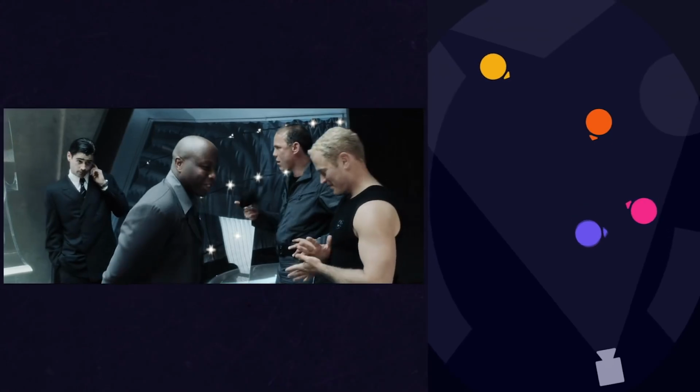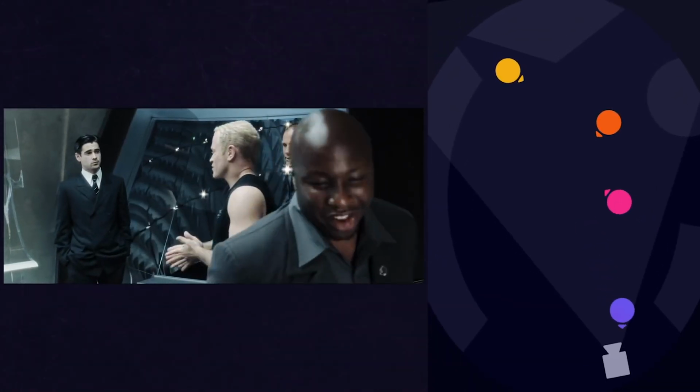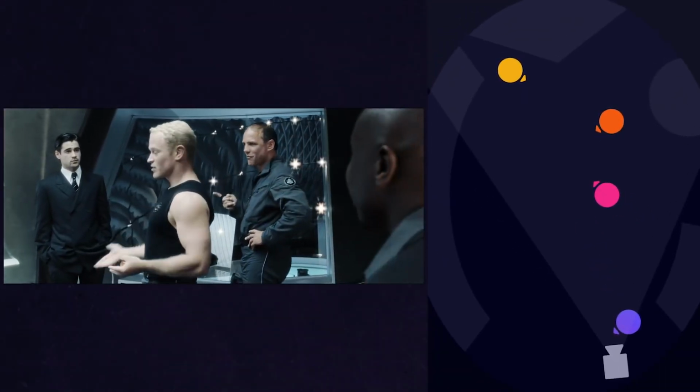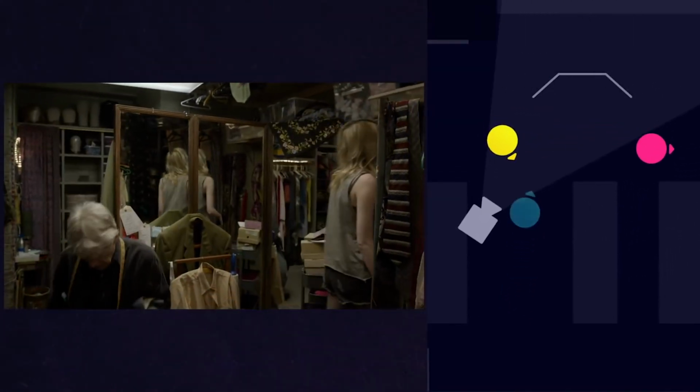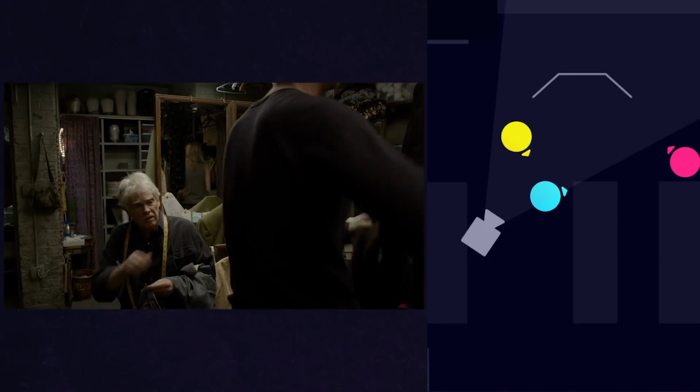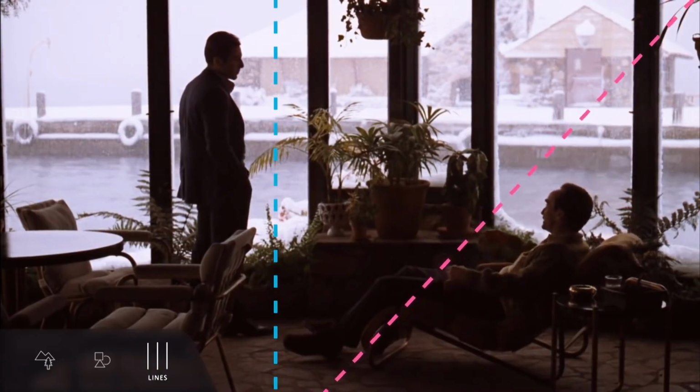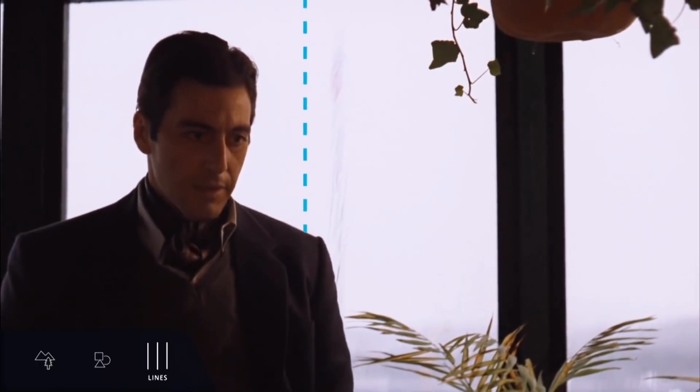The term blocking refers to how characters move through a scene and interact with their environment. Staging is the placement and movement of the camera and scene elements. When blocking and staging work together in harmony, it means the difference between watching a functional scene or a subtext-rich visual story.